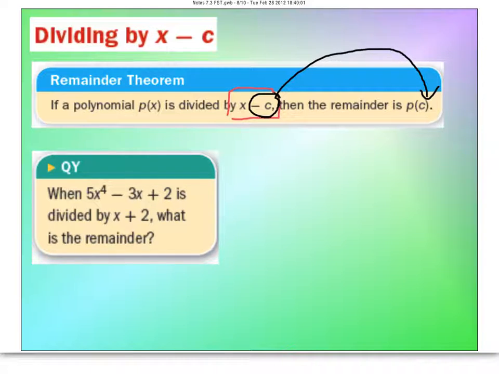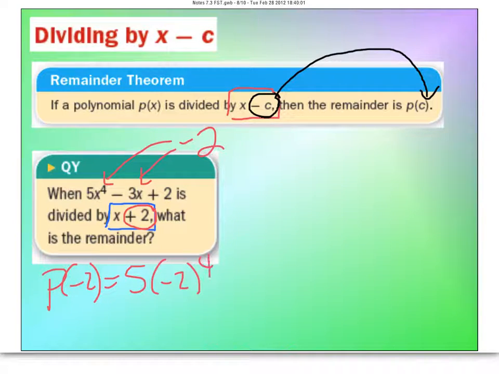So for ours, the divisor is x plus 2. So I'm going to take the opposite of plus 2, which is minus 2, and I'm going to go in and put minus 2 in for the x's. And that will tell us the remainder. So here it is. If I do p of negative 2, I'll do 5 times negative 2 to the fourth, minus 3 times negative 2 plus 2.